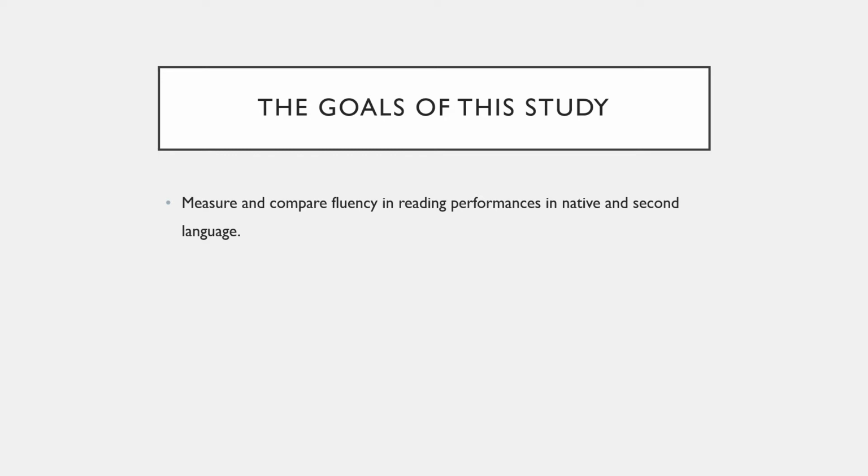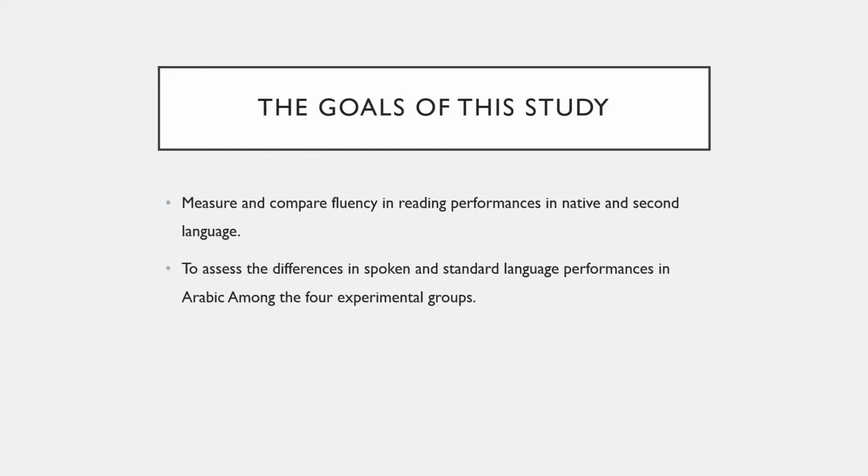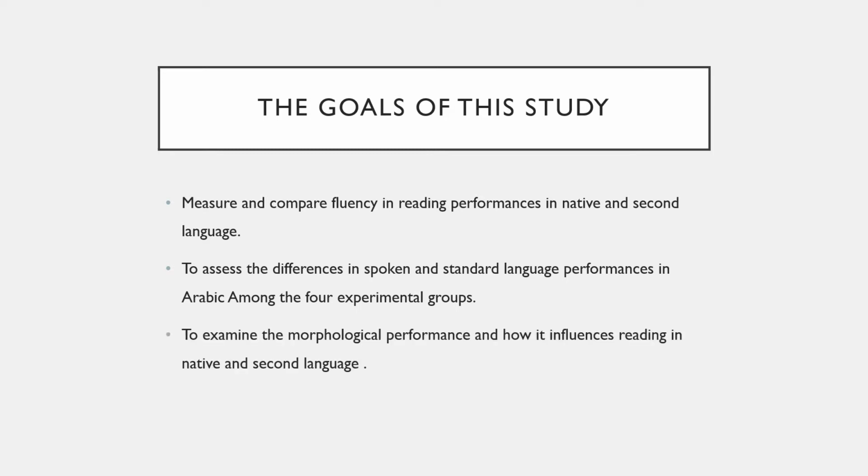The goals of this study: first, it measures and compares fluency in reading performances in native and second language. It assesses the differences in spoken and standard language performances in Arabic among the 4 experimental groups that I've mentioned, and to also examine the morphological performance and how it influences reading in native and second language as well.